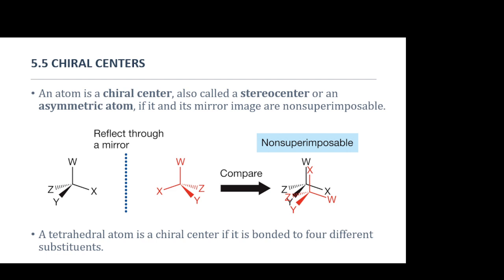And so if you're looking at a tetrahedral atom like most carbons are, that's going to be 4 or more different substituents. So if you have 4 different substituents around a tetrahedral atom, then that's going to end up being a chiral center, okay?